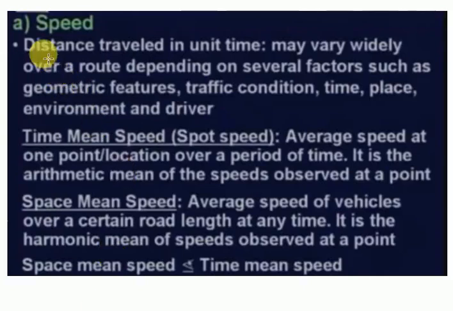Now let's talk about speed. Speed is the rate of motion, say distance travelled per unit time. Mathematically, the speed or velocity is given by the distance travelled with respect to time, and the unit is basically meter per second. The speed of different vehicles may vary with respect to time and with respect to space.